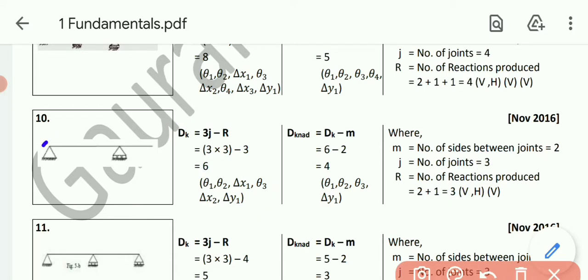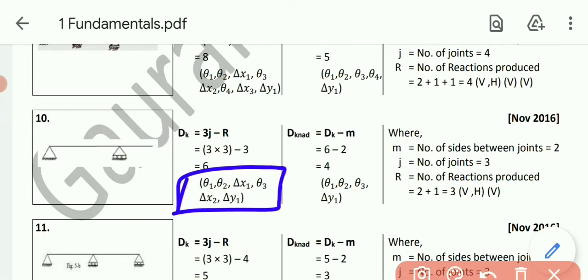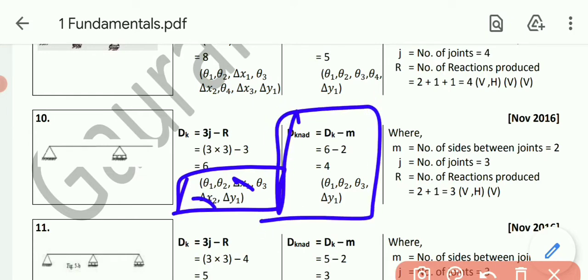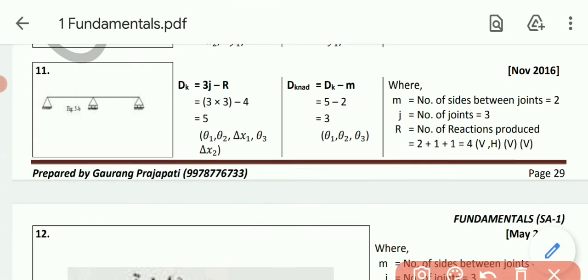Hinge support, so in hinge support only rotation is produced, theta 1. Roller support, rotation and horizontal produced, theta 2, delta x1. Free support, all three, theta 3, delta x2, delta y1. Okay, so these are the criteria, and from this avoid the axial deformation, delta x1, x2, and I will get the DK none. DK minus m is 2, 6 minus 2, answer is 4. So theta 1, theta 2, theta 3 and delta y1. Clear?